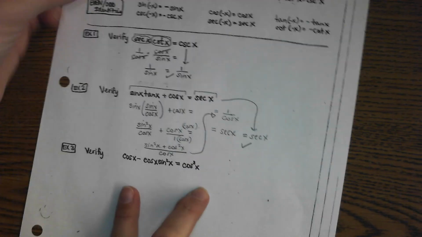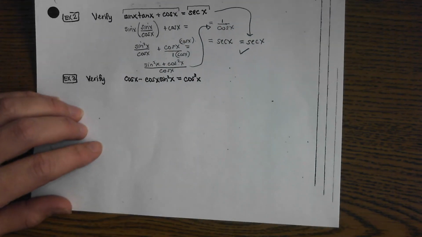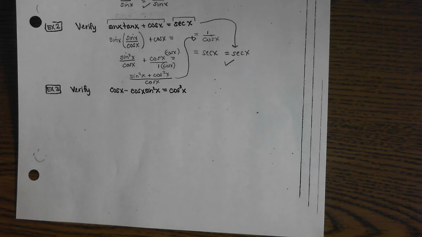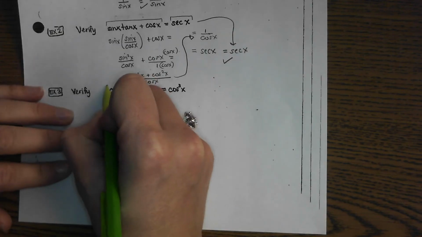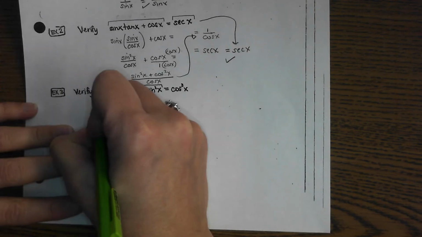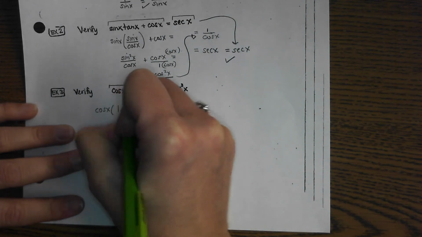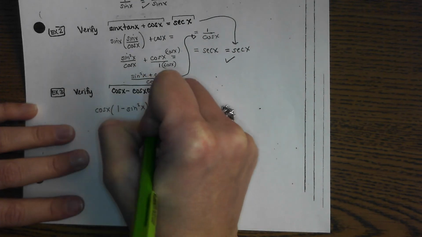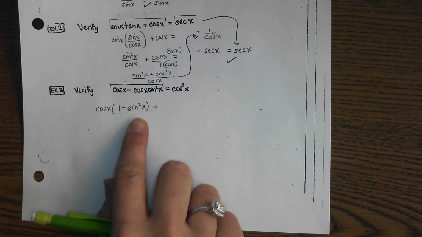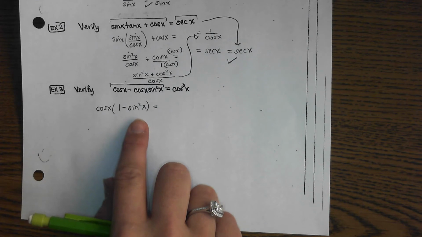How about this last one? What do you think you would try first? And there may be a lot of trial and error in this until we get comfortable. The more complicated side is the left side, so I would say, what might you do to that first? Krista? You could factor out a cosine. Exactly. If you factor out a cosine x, you're left with 1 minus sine squared x. What could you do with that? Do you see anything with that? Andrew?